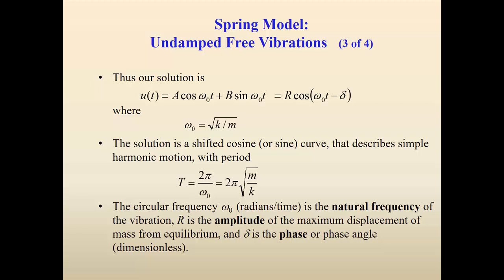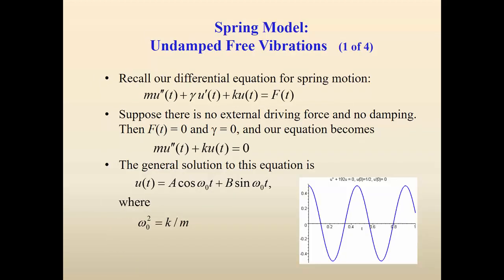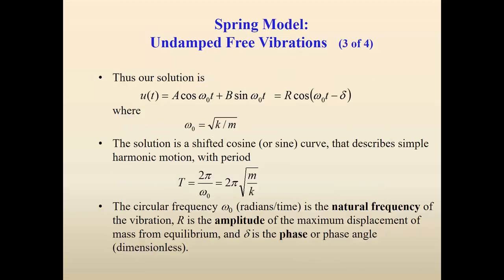Also, notice this omega naught was from k over m, right? So our purely imaginary root tells us how fast this is vibrating, the natural frequency. And remember, the period of vibration is 2 pi divided by omega naught. So we can make a couple of observations: the bigger the mass is, the longer it takes to vibrate. So that's a smaller frequency and a larger period of time.